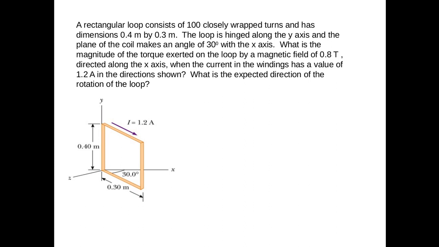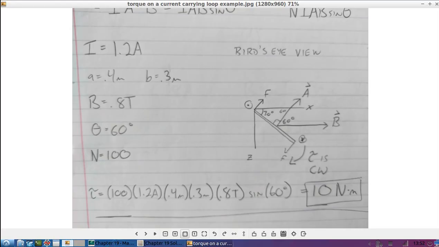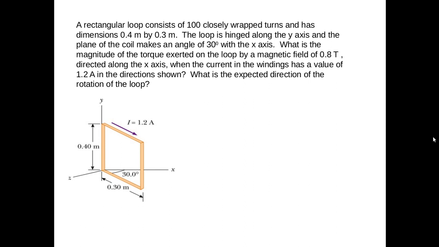I uploaded this at the end of the first solutions document, and the last example wasn't added, so I have a separate file called torque on a current carrying loop example. This example is a JPEG that I uploaded on D2L. It's a pretty straightforward example, just a couple calculations, but there's a little trick with the angle that we have to talk about.